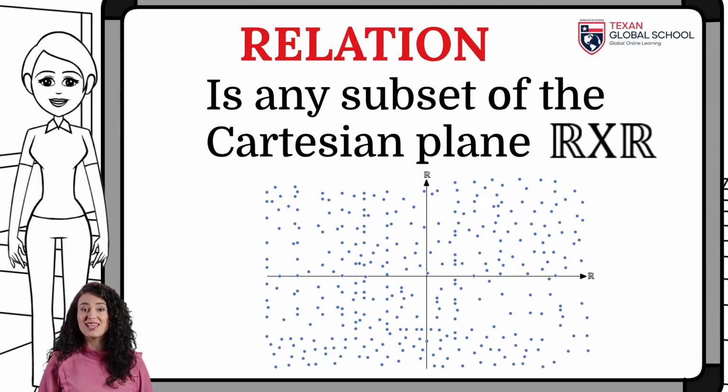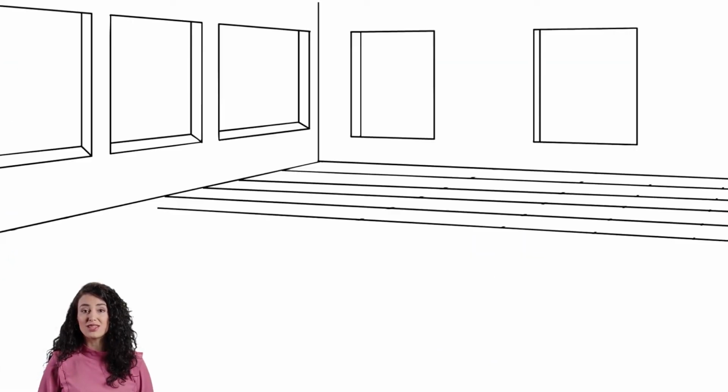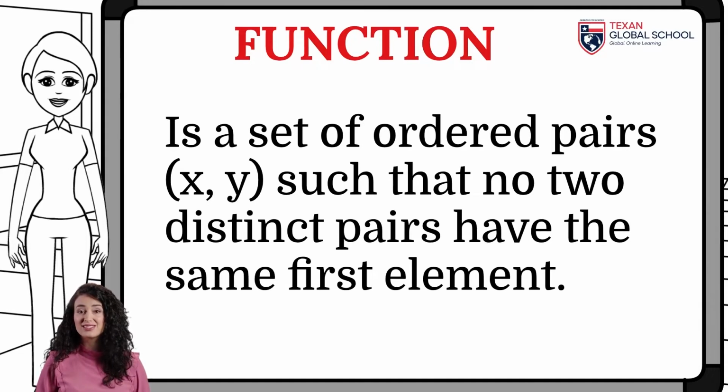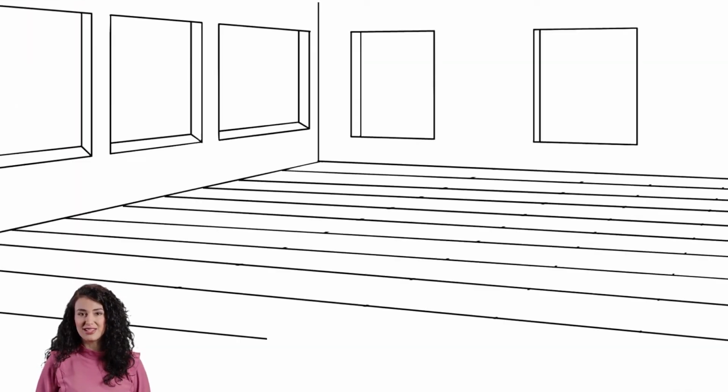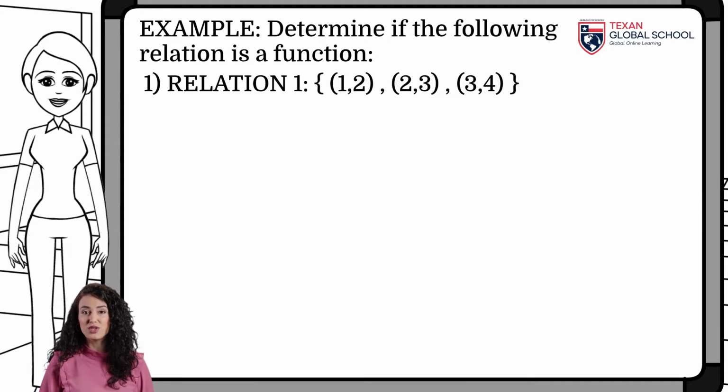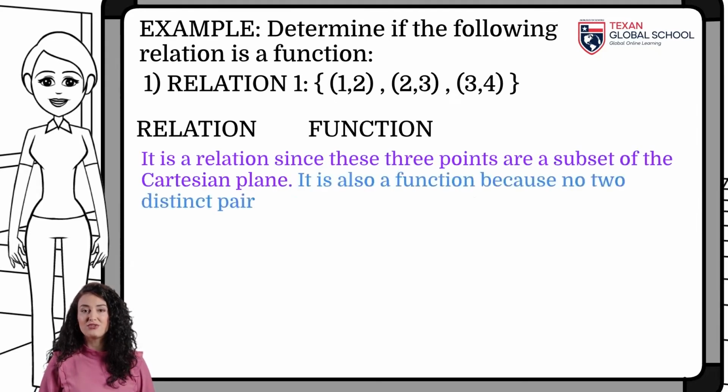A relation is any subset of the Cartesian plane R cross R. On the other hand, a function is a set of ordered pairs, x, y, such that no two distinct pairs have the same first element. Let's look at an example. We will determine if the following relations are functions.